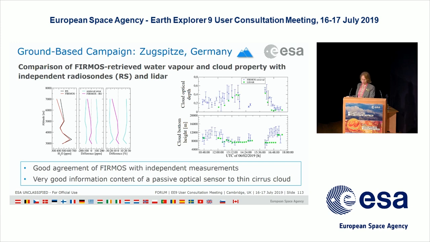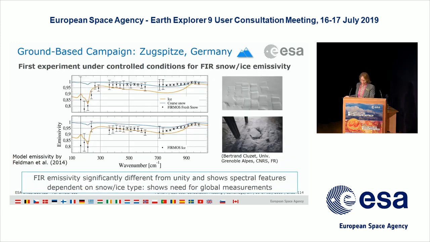At the end of this 2-month campaign, the instrument was adjusted from looking up to looking down, for looking at snow and ice emissivity in the far infrared. For that, snow and ice samples were collected in the vicinity of where the instrument was installed and then carefully placed under the instrument.